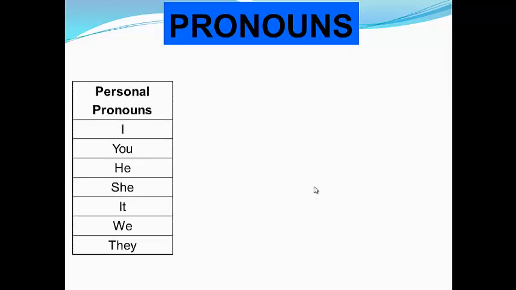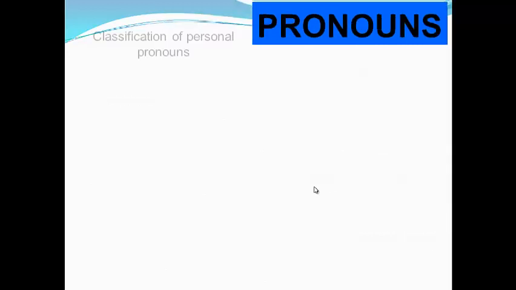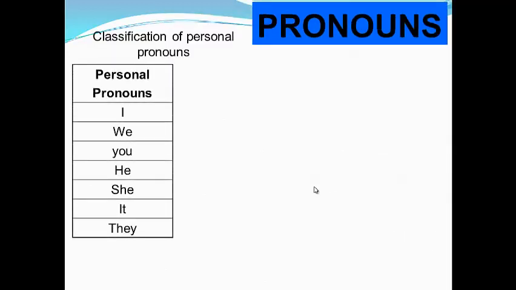Personal pronouns refer to people with the only exception of it, which refers to ideas, animals, or inanimate objects. Personal pronouns are said to be classified according to the person they represent.